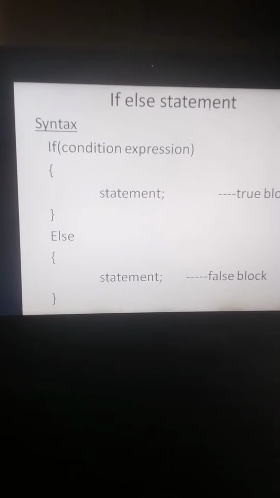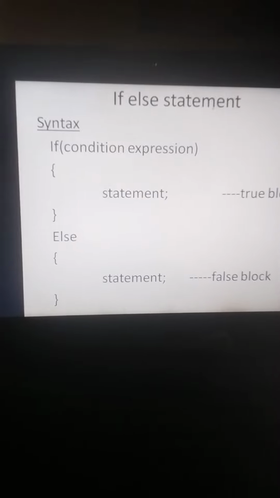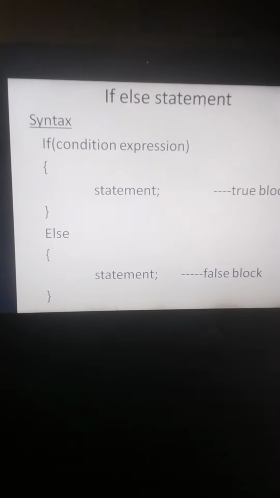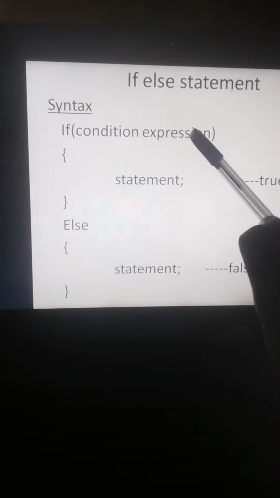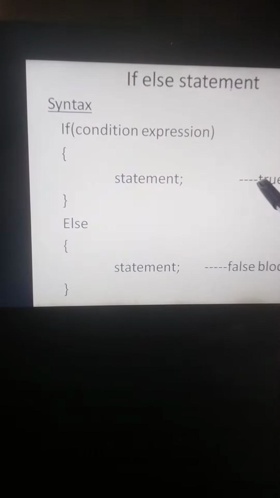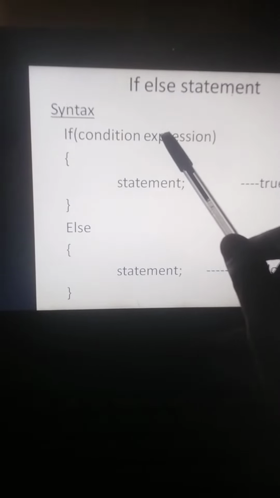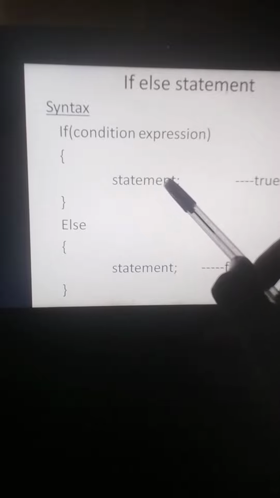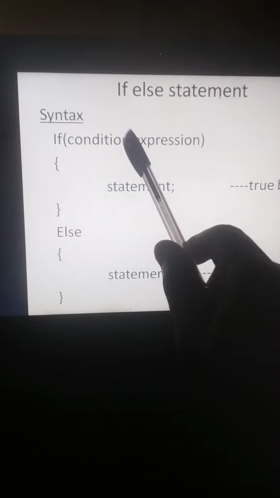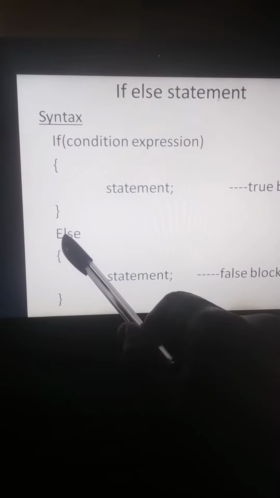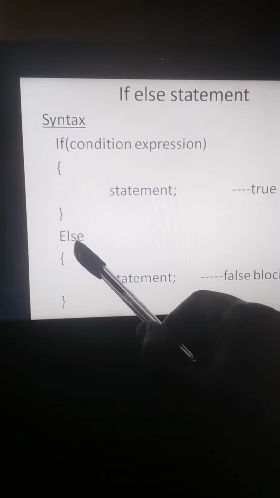In the if statement we have only seen the true part, but in the if else statement we are seeing both parts, the true part and the false part. So if the condition is satisfied, then the true block is executed. When A is greater than B, then large equals A, the true block. If A is not greater than B, then the else part will come here. It will not execute the true part, it will come to the false part.